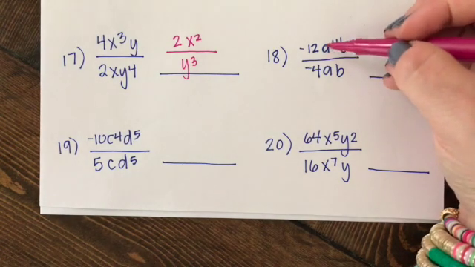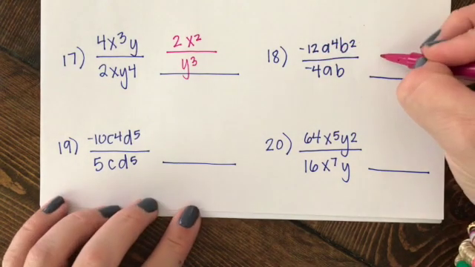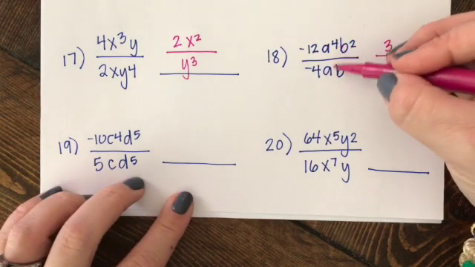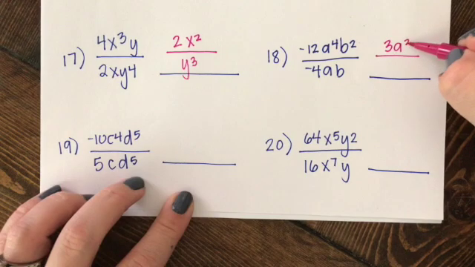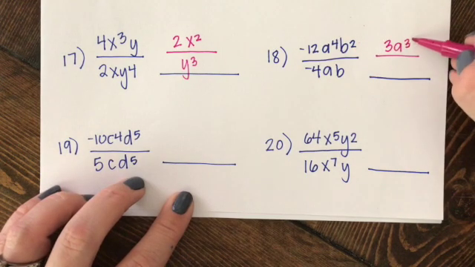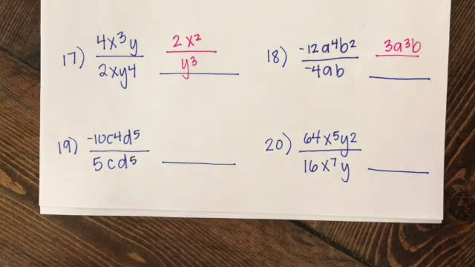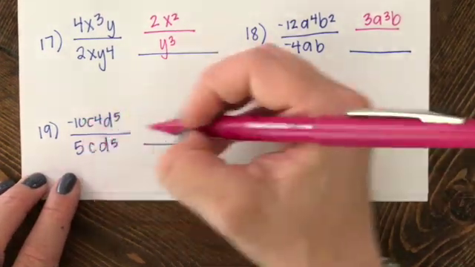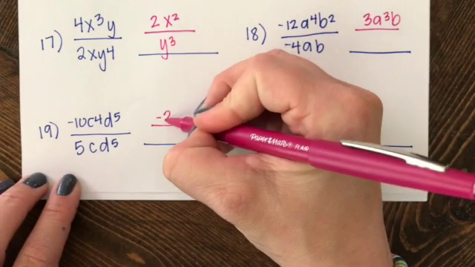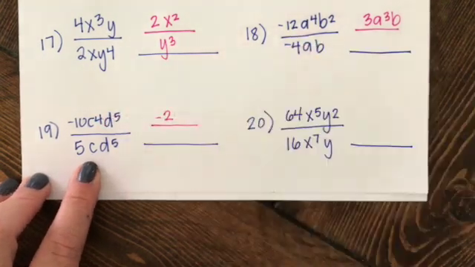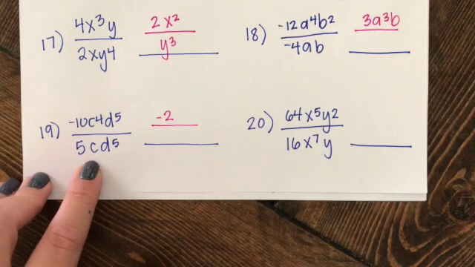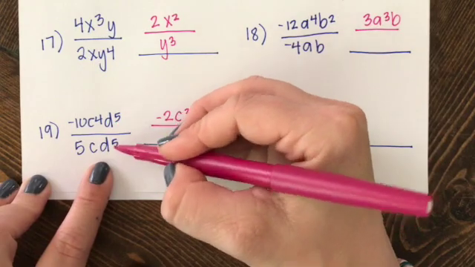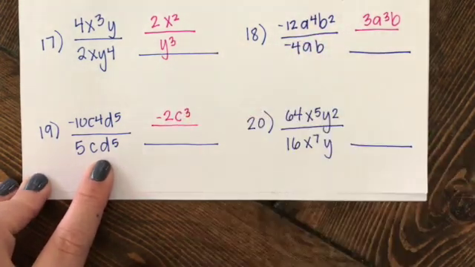And then on number 18, I have negative 12 and negative 4. That simplifies down to just 3 over 1. And then a to the 4th over a is a to the 3rd. B squared over b is just b. And number 19, you should have divided those two both by 5 to get negative 2 over 1. And then c to the 4th over c, there's 3 more c's on the top. And then d to the 5th over d to the 5th, that just cancels.